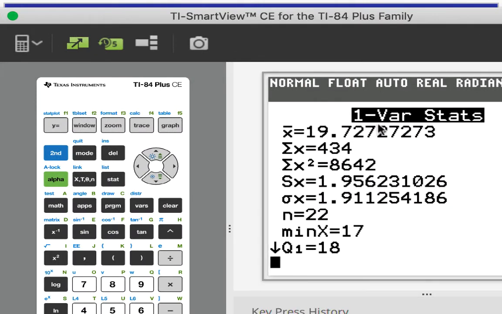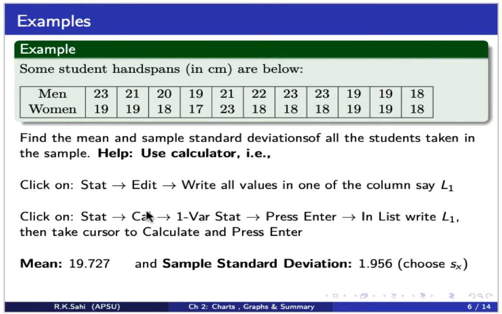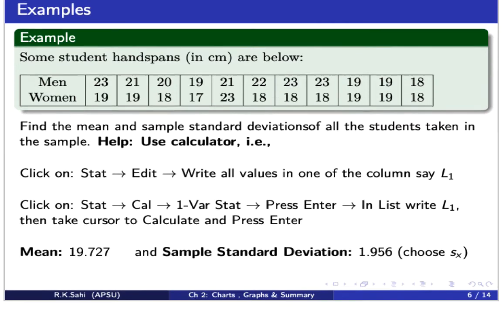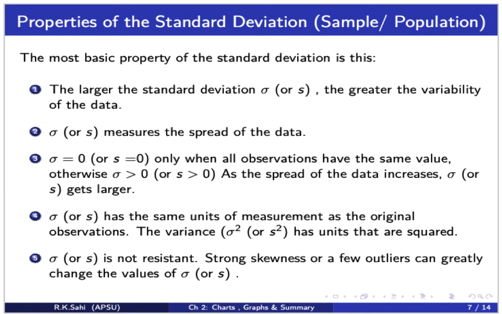Okay. So notice we have mean here and we have Sx. And when we look at what we also got, we have 19.727 and the sample standard deviation 1.956. This is pretty simple. The most important thing for us right now is the properties of the standard deviation. They are the same for a sample and population, it does not make any difference for us. Okay, so let's go over these 5 basic properties.